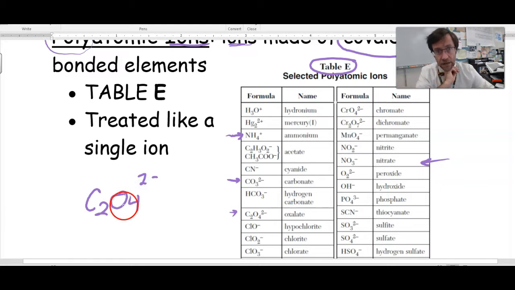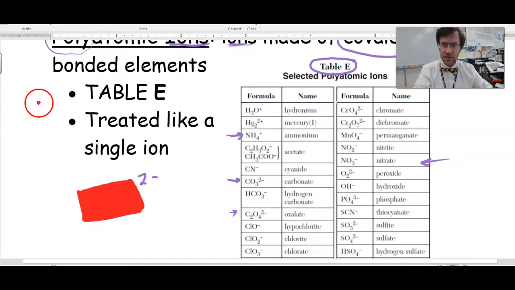This is one ion that has a charge of 2 minus. Even though there are 2 carbons and 4 oxygens, giving a grand total of 6 atoms, hence the polyatomic part of this ion, it is one ion. So all of these ions act as though they are one thing. It is one block of an ion. Do you guys understand what I'm saying?